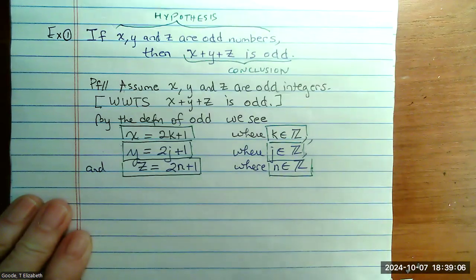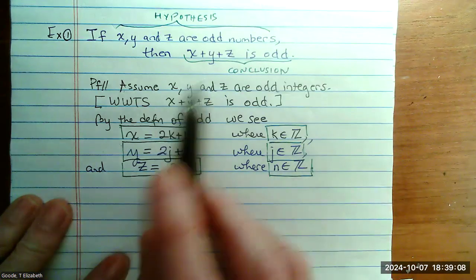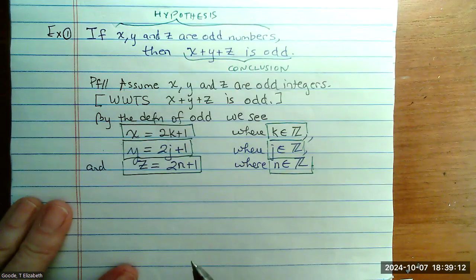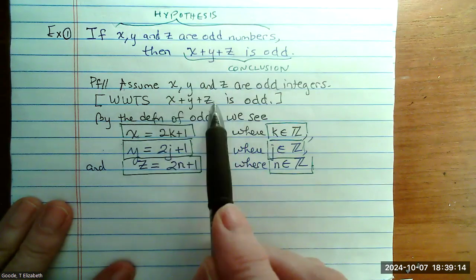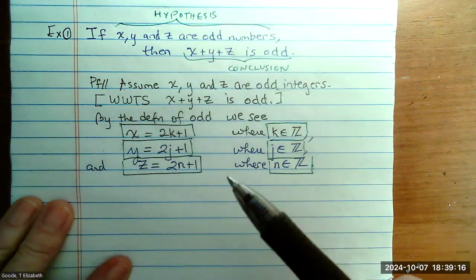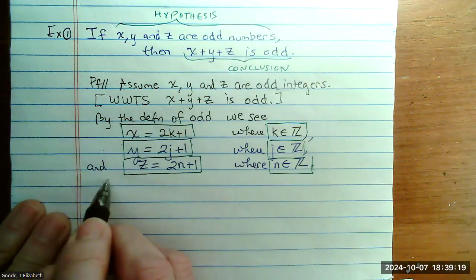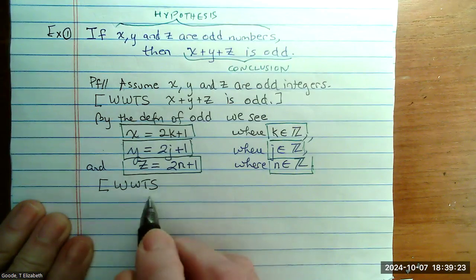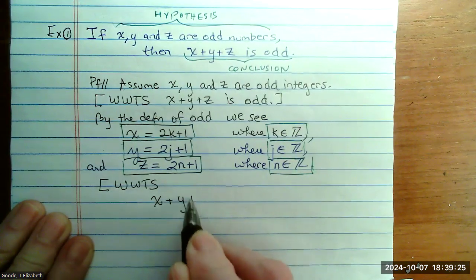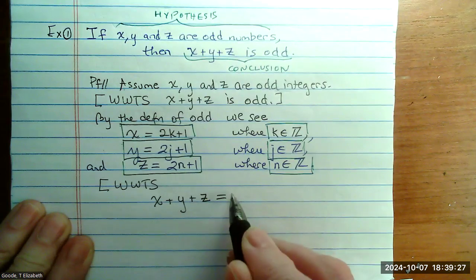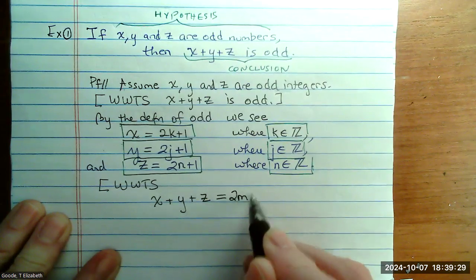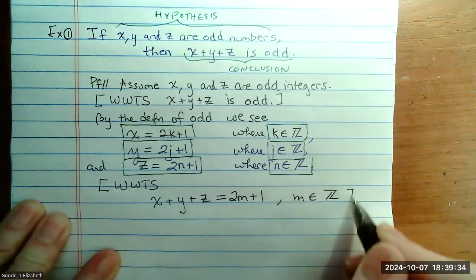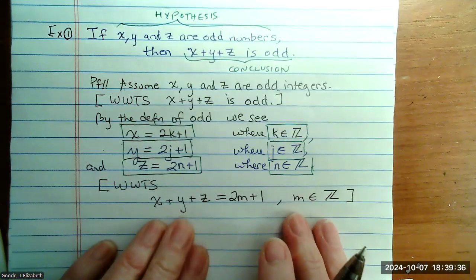Now, I'd like to expound on this wish a little bit, because if we know exactly what it is we're trying to do, we have a lot better shot at achieving that. We want to show that this sum, X plus Y plus Z, is odd. So let's go ahead and expound on that wish. What we wish to show is that X plus Y plus Z is equal to, say, 2M plus 1, where M is an integer.